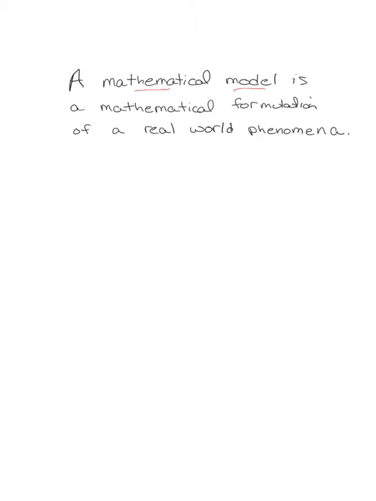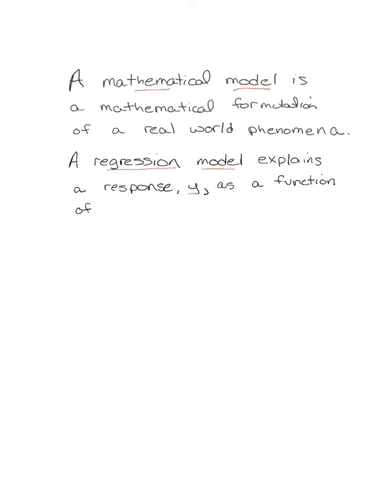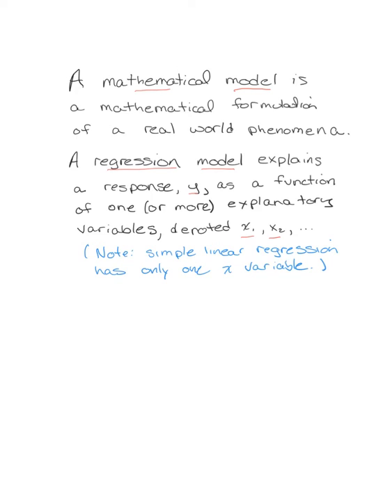A mathematical model is a mathematical formulation of a real-world phenomena. A regression model explains a response y as a function of one or more explanatory variables, typically denoted with x's. So note that simple linear regression, which is the only thing we've talked about so far, has only one x variable, but our next topic will be multiple regression, and in that case we'll have more than one x variable. So I'm just writing this in the general sense.